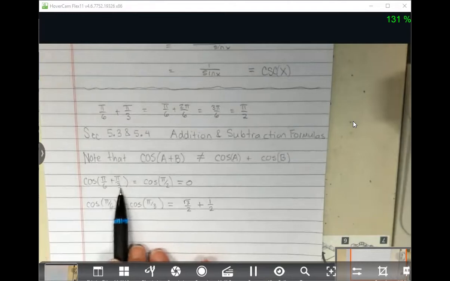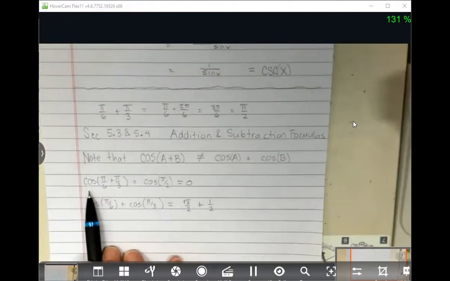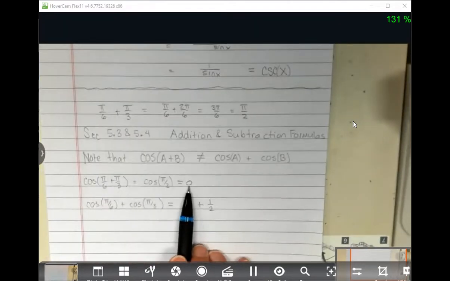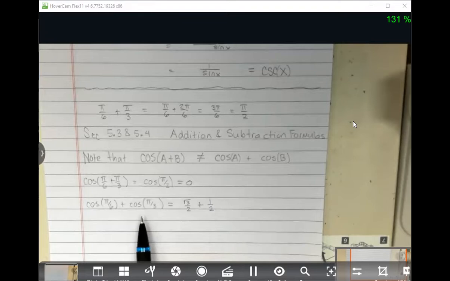So if you add the angles, then apply the trig function, you get 0. If you take the individual trig function of the angles being added, you don't get 0. So there is not a distributive property for these things. It's going to look very strange to you what the actual addition formula is, but I'm going to show it to you with this picture here.